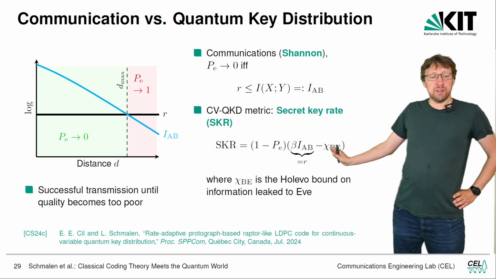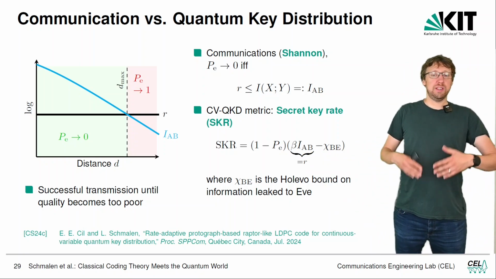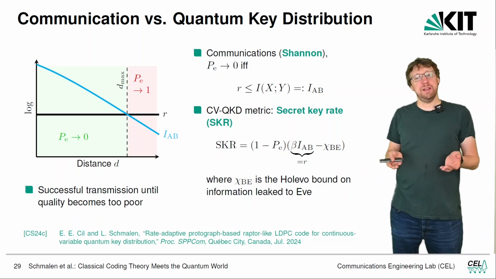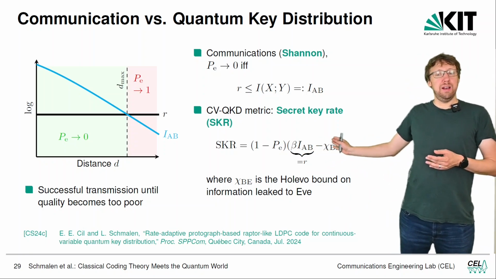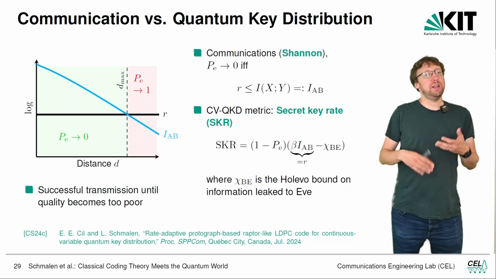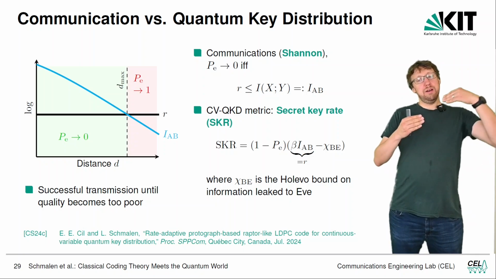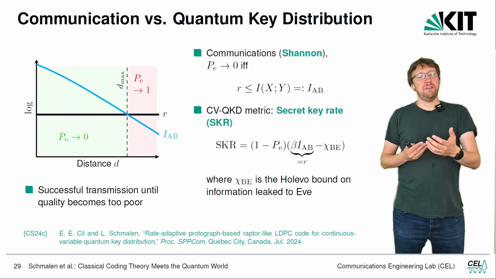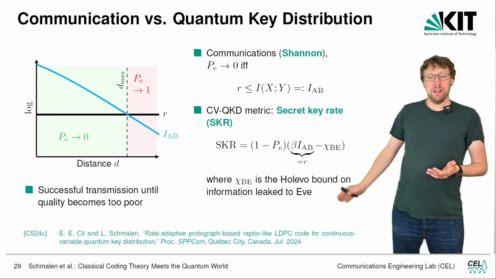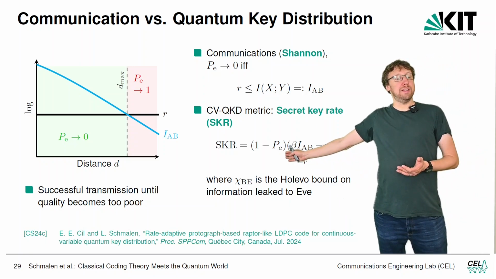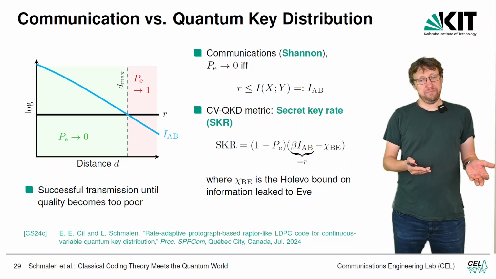So this term cannot become negative. If this term becomes negative, the secret key rate is negative. You cannot transmit any key material. So the rate of your code must be larger than the information that you leak to Eve. So you cannot have an arbitrarily low code rate, but the rate of your code must be large enough so that you don't leak information to Eve. And still, you need to have an error probability that is below 1. Otherwise, the secret key rate is also going to 0.